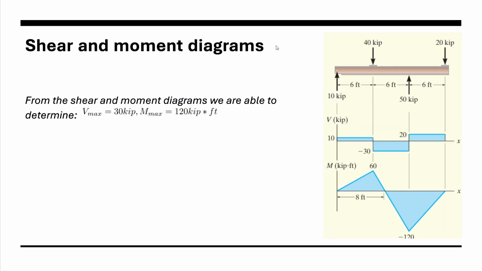Using our shear and moment diagrams, which we derive from the given example in the book, we can determine that the V max is 30 kip. We determine that just by looking at the diagram and viewing that the lowest it goes is negative 30, so that gives us our 30 kip. Then looking at the moment diagram, we can see that it goes down to negative 120, which gives us our 120 kip feet.